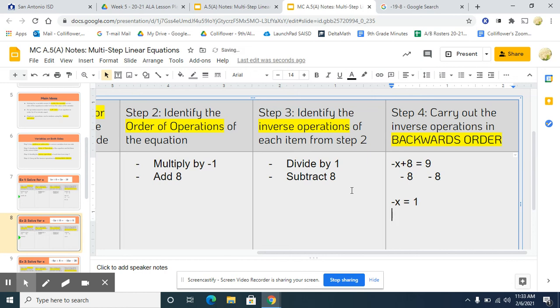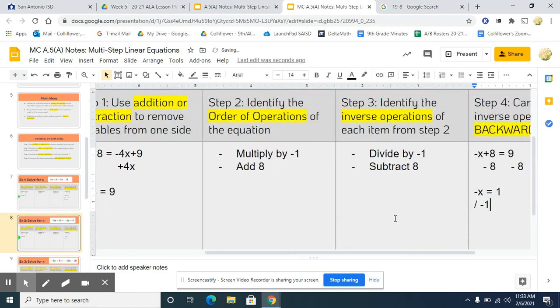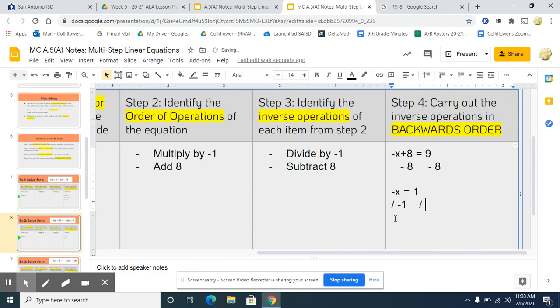Now I need to divide by negative 1, since I have a coefficient of negative 1 on my x variable. So this is really a negative 1, x divided by negative 1, so that just becomes x, because negative 1 divided by negative 1 is 1. But positive 1 divided by negative 1, that's going to be a negative 1. That's going to stay negative. So x itself is equal to negative 1.